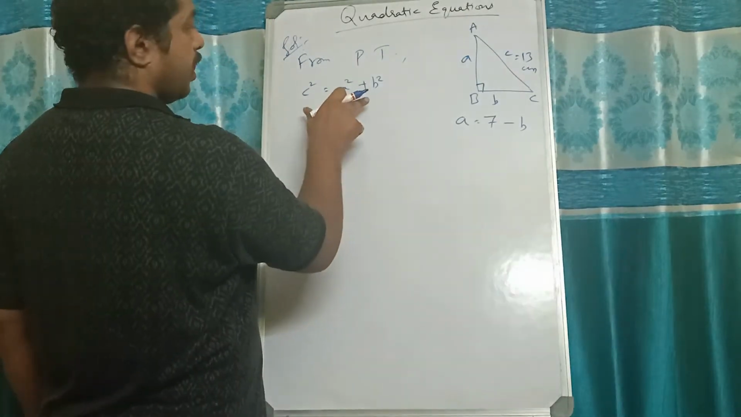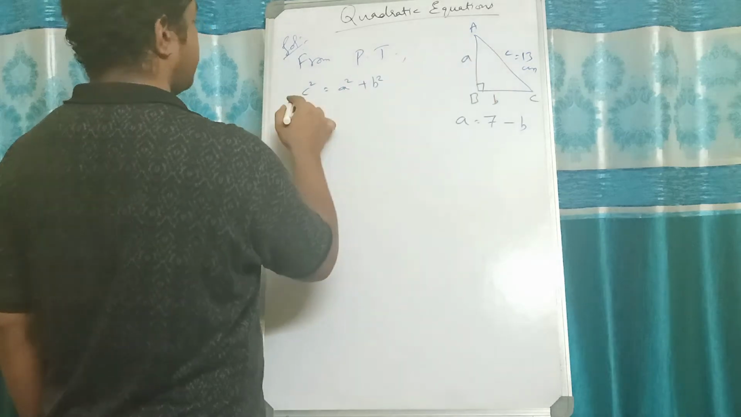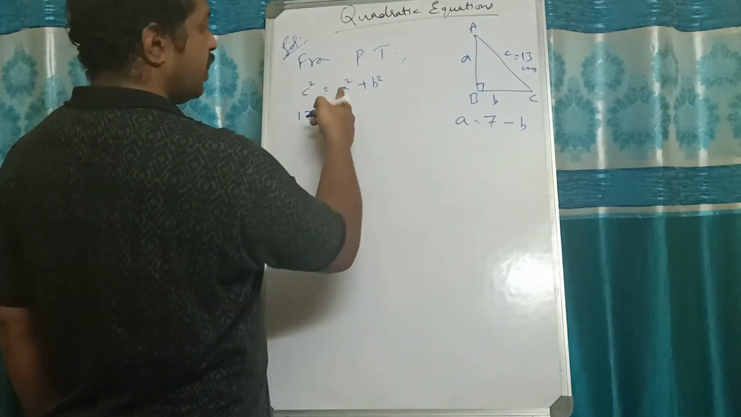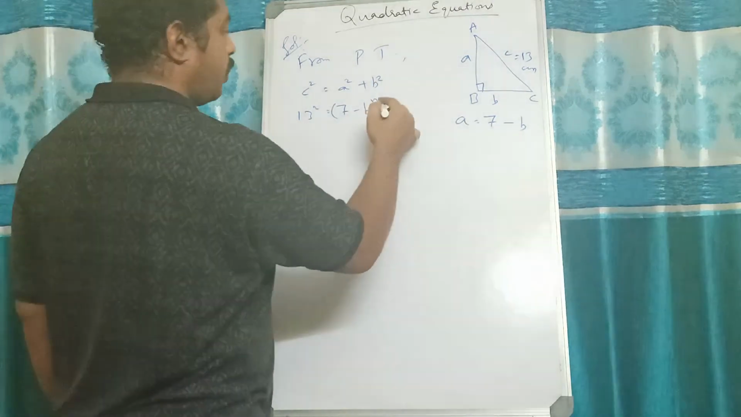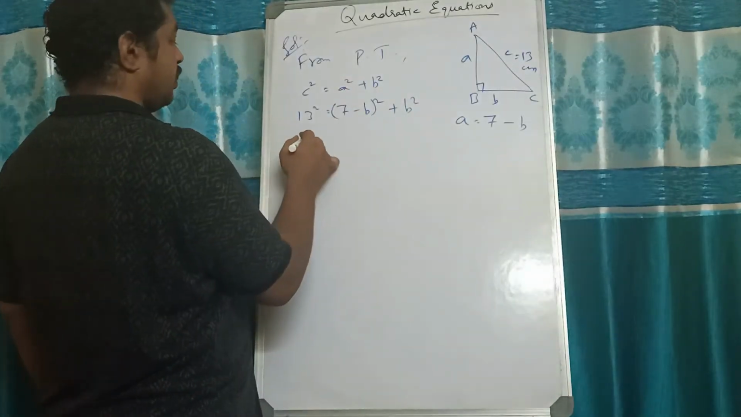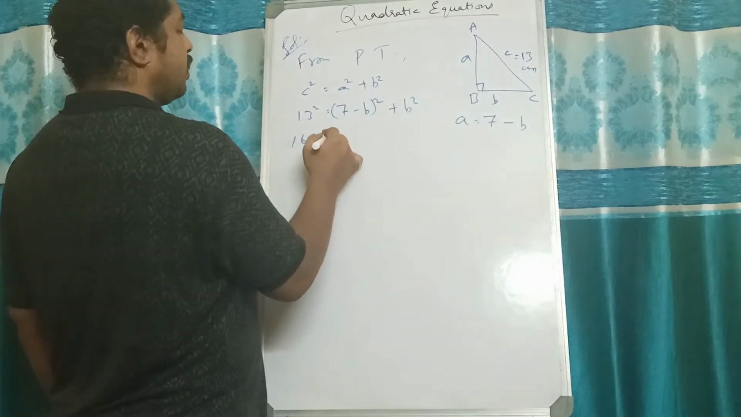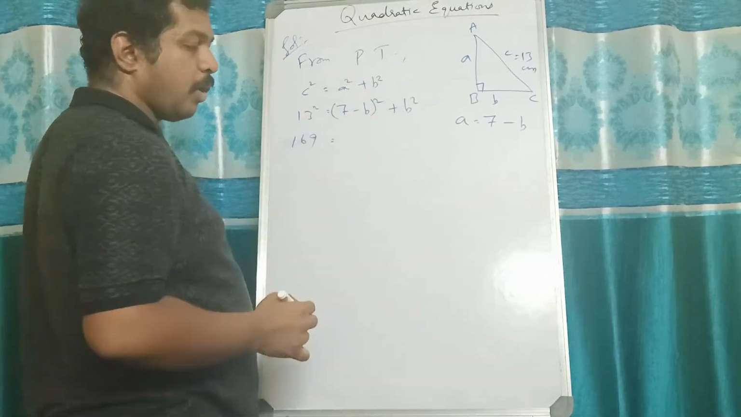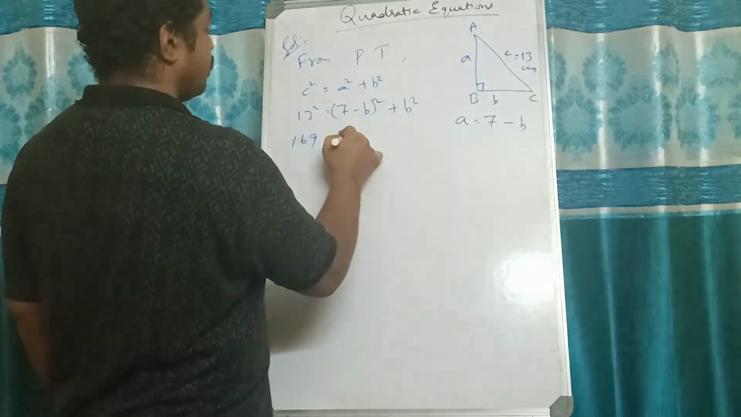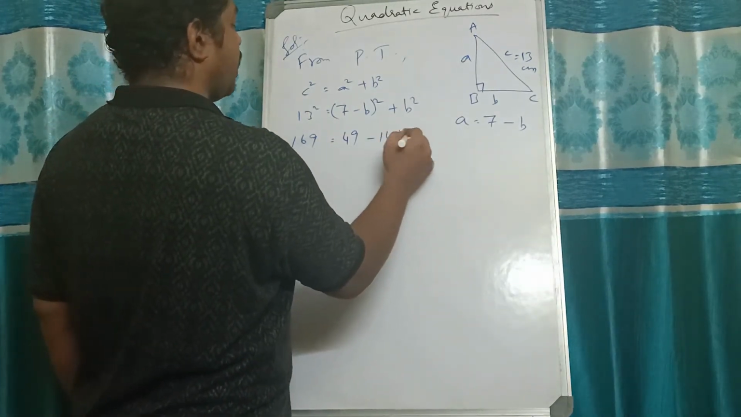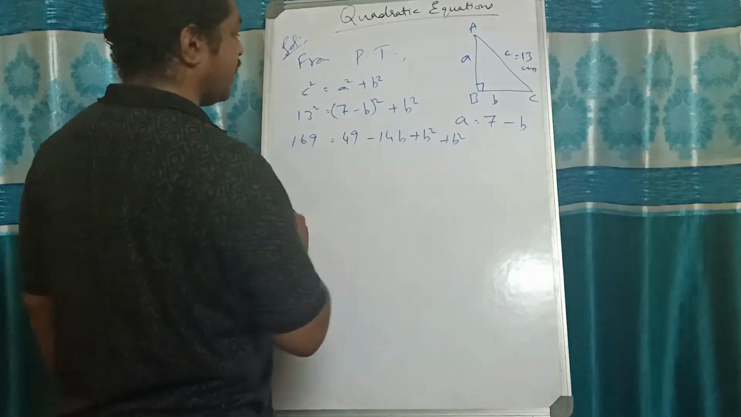Now let me substitute the values of these. C is 13 they have given us, so 13 square will be equal to A, which is 7 minus B. Since we have A square, I can write it as (7 minus B) the whole square plus B square as it is. So what is the value of 13 square? 13 into 13, which is 169, will be equal to (7 minus B) the whole square, right? So you can always use the formula (A minus B) the whole square, which is A square minus 2AB plus B square, and then the last term B square is written as it is, right?